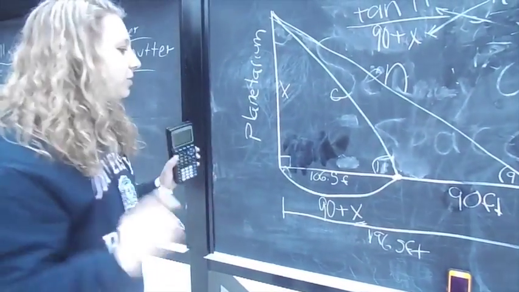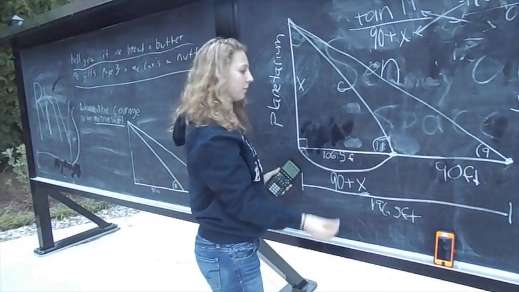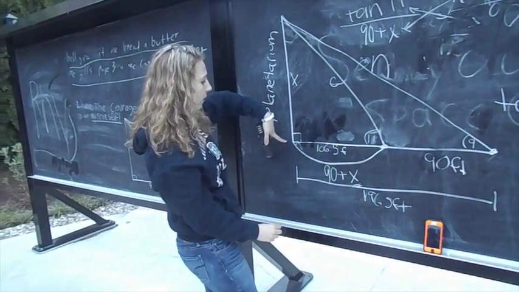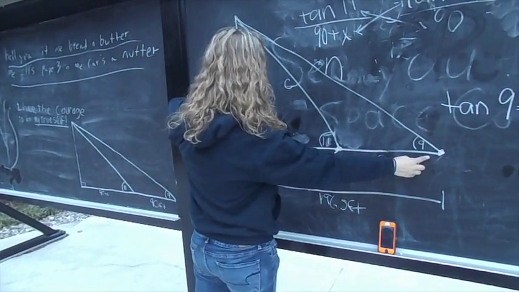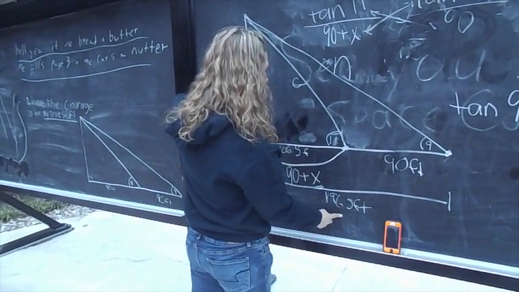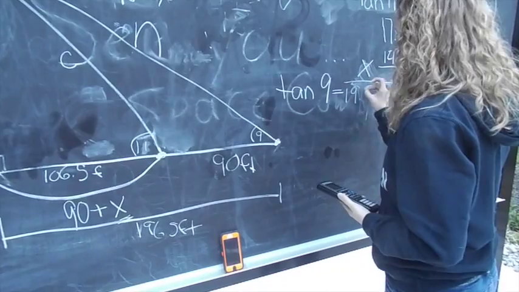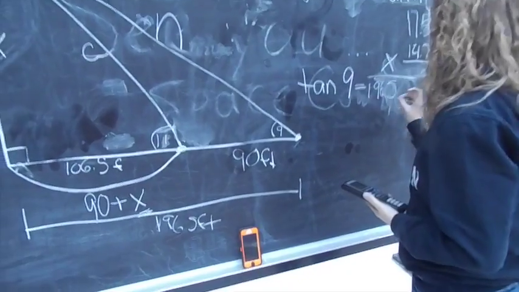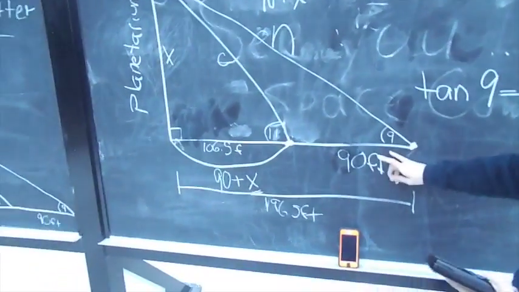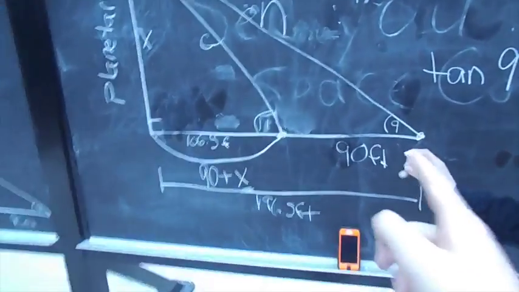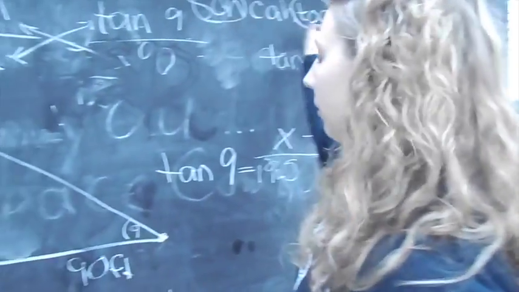All right, so now we have a right triangle, where we know that this angle is 90, this angle is 9, and we have 196.5 feet. All right. So right now, we're doing the tangent of 9. So we're using this. So now we have our right triangle rules, SOHCAHTOA.